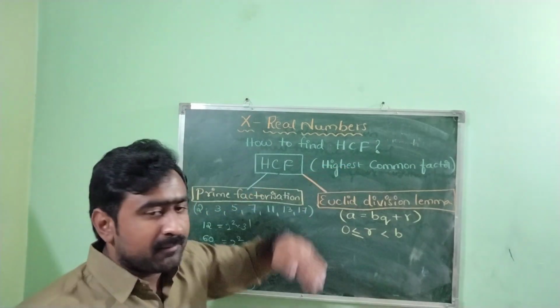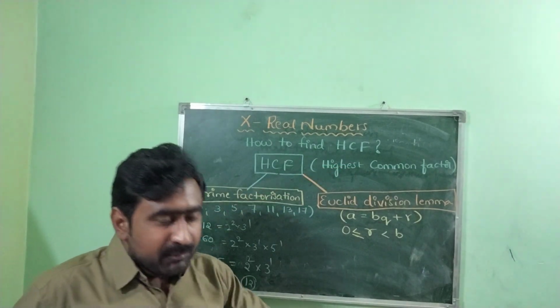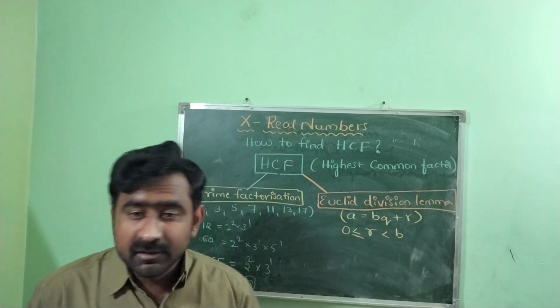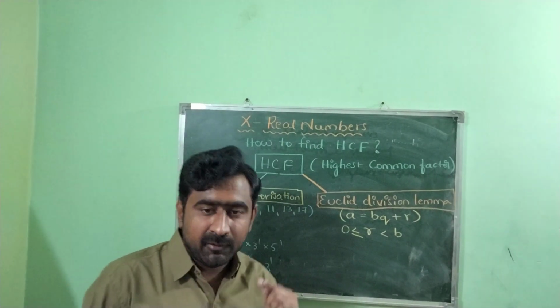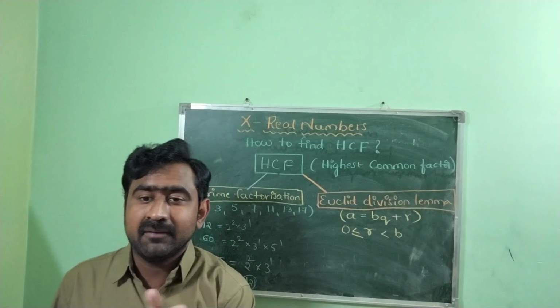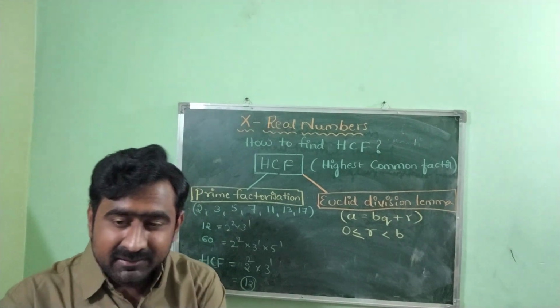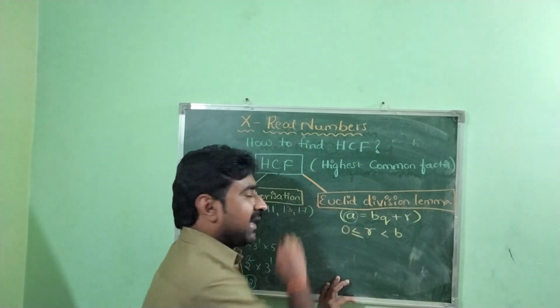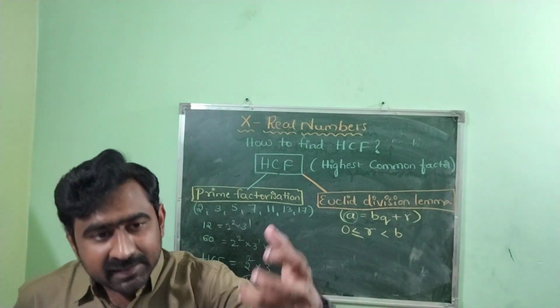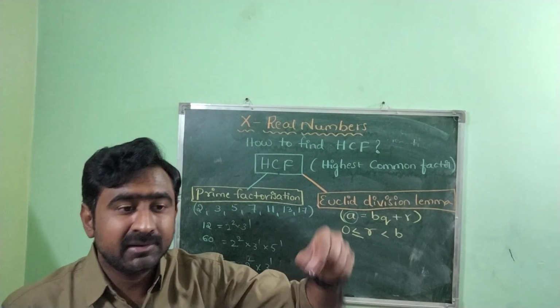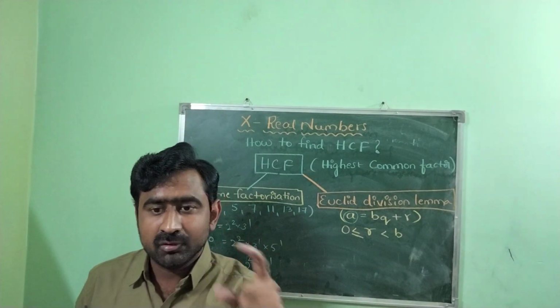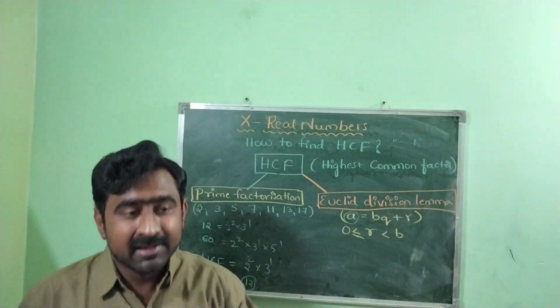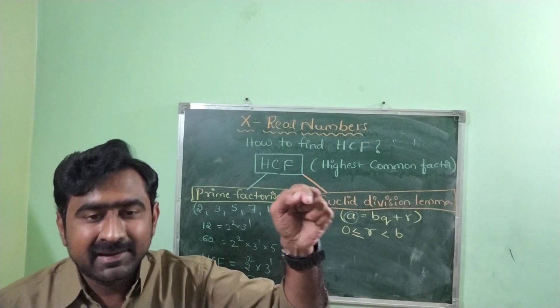So Euclid division lemma method is nothing but something we already know. Since 5th class, in divisions we are following one rule: dividend is equal to divisor into quotient plus remainder. The same technique we are applying here. See here, in the place of a dividend, the number which we divide, the largest number, we put in brackets, right? So that largest number will become the dividend.